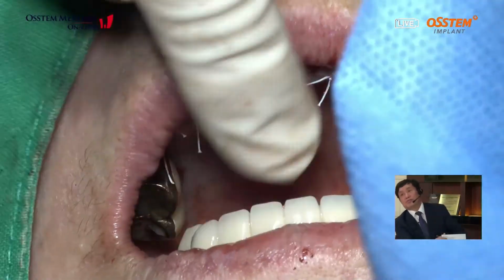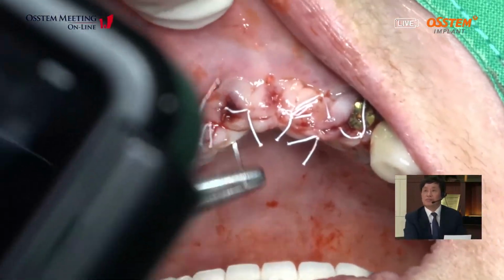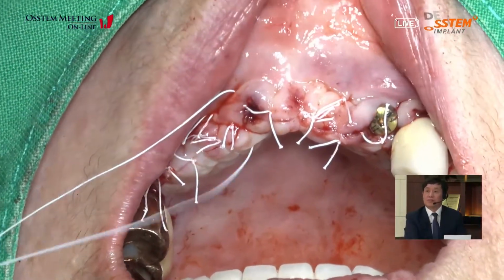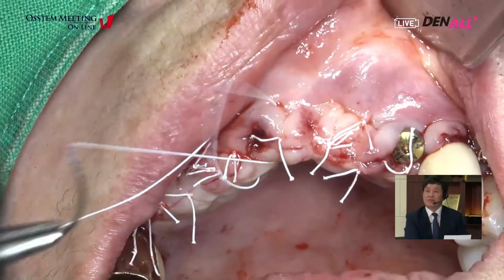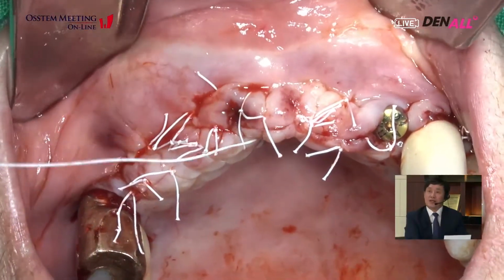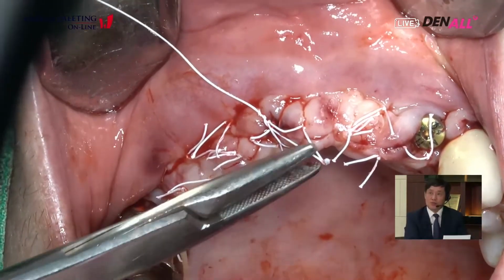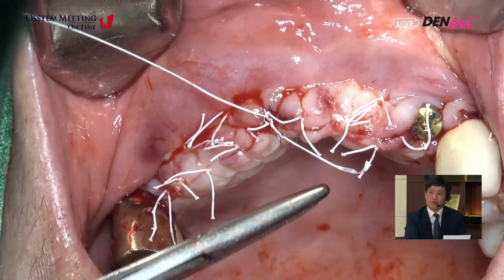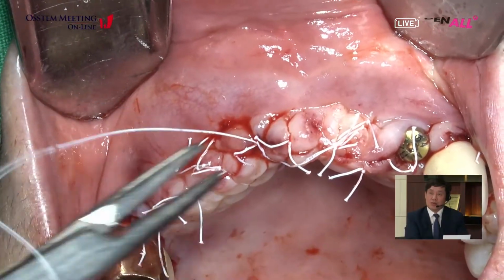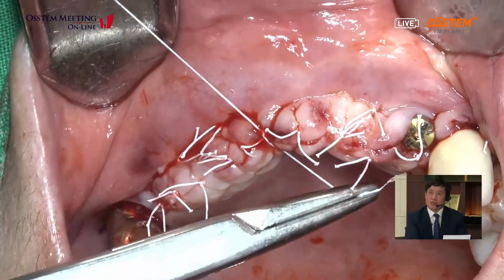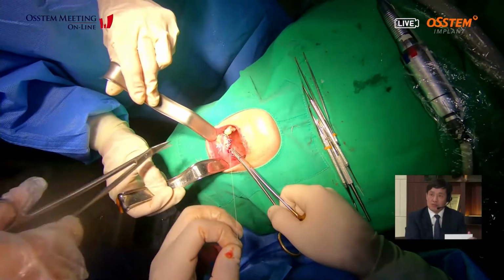Sorry, here in the extraction socket area, I will do one more suture. This is a cross matrix suture, figure of 8 suture. Yeah, he did the figure of 8 for the closure of the extraction socket areas, because this is an immediate implant after the extraction of the tooth.